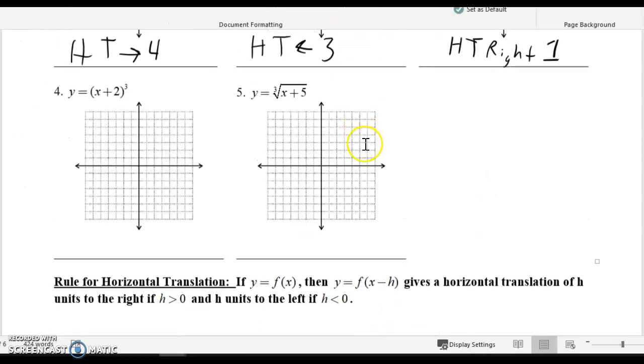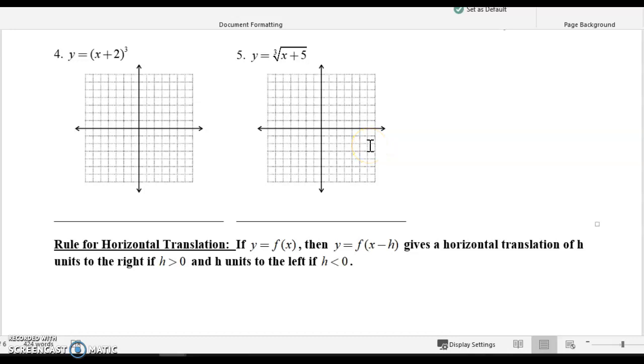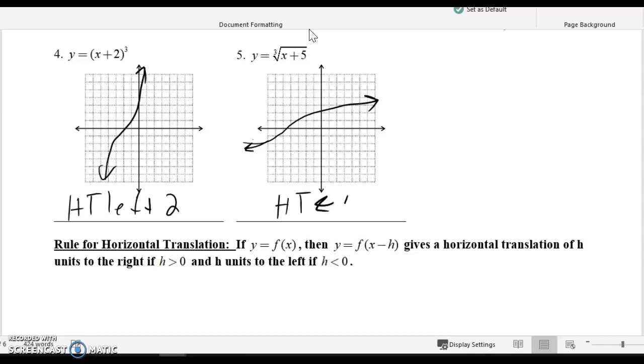All right. Now we have our cubic function. This is on the inside, so it's going to affect it left and right. You're going to go left 2. So my graph looks like that. This is a horizontal translation, left 2. Cubic function, it's on the inside. You're going to move it left 5. 1, 2, 3, 4, 5. So this graph is going to look like that. Horizontal translation, left 5.